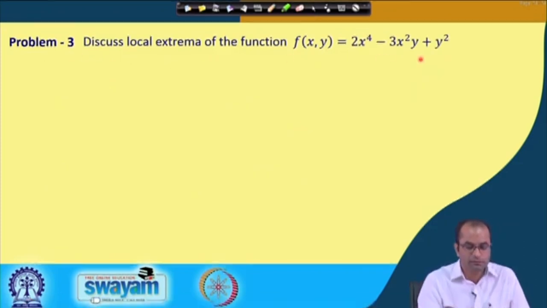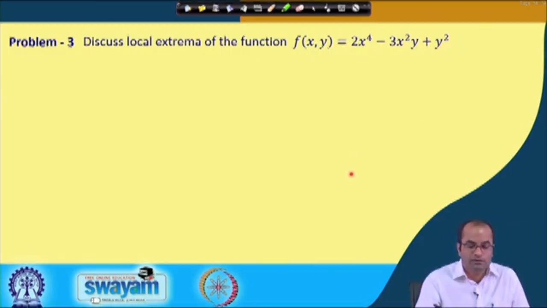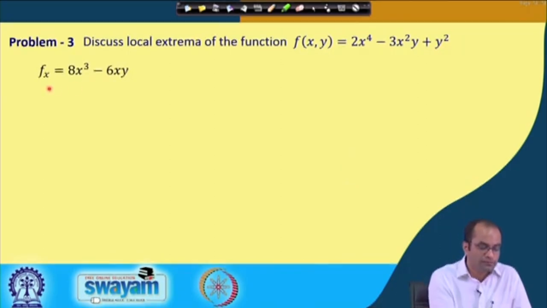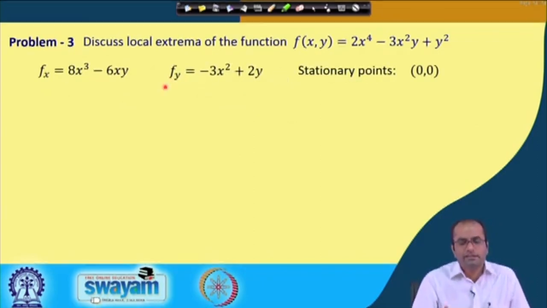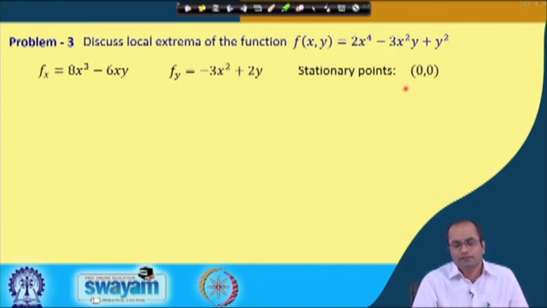So, we will discuss one more example here, f(x, y) is equal to 2x⁴ minus 3x²y plus y². It is similar to the earlier example. So, we will compute f_x, f_y, and then the stationary point again, and we will find that there is only one stationary point, that is (0, 0) in this case, also similar to the earlier problem.